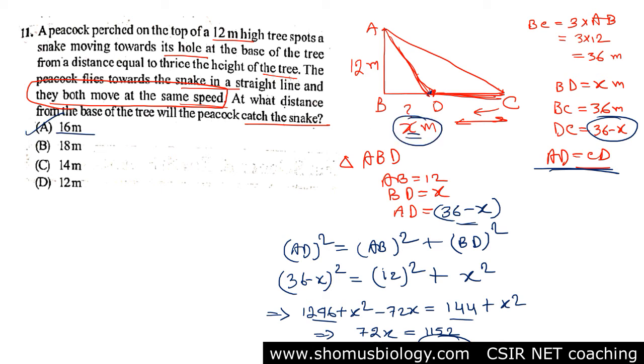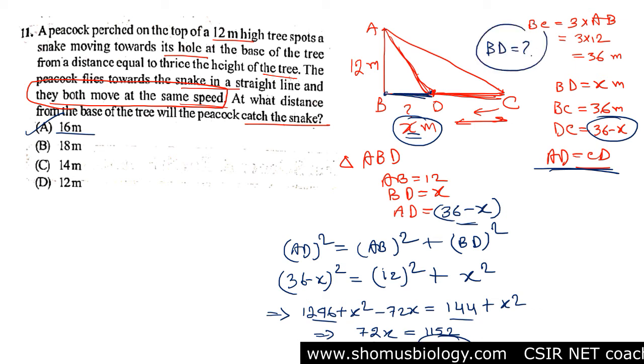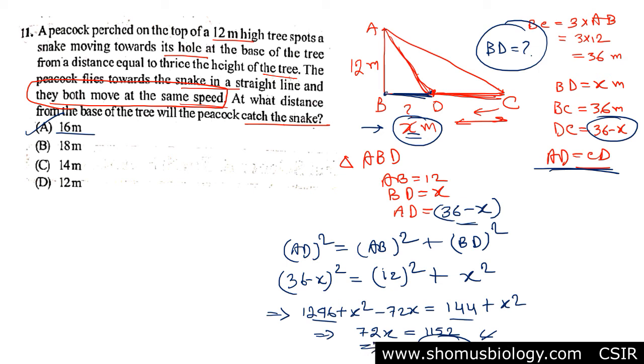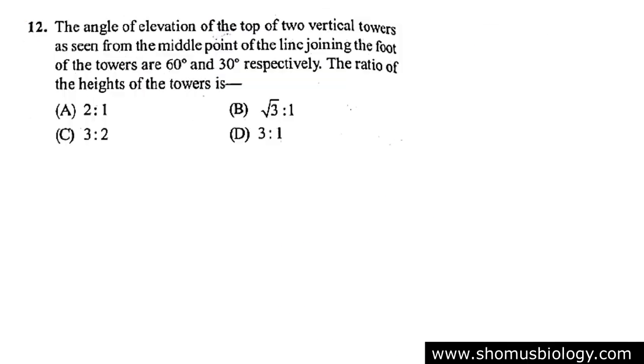What is the answer? At what distance from the base of the tree will the peacock catch the snake? That means from B to D. They actually wanted us to find out BD, so they want us to find out X. The value of X is 16. So 16 meters is the distance from the base of the tree at which the peacock will catch the snake. Quite easy, right? But the very important concept in this particular problem is to know that AD equals CD. If you don't know that, you cannot solve it. Okay. Now another question.